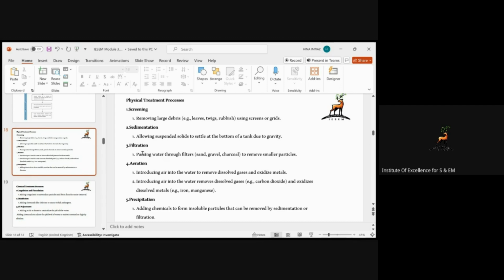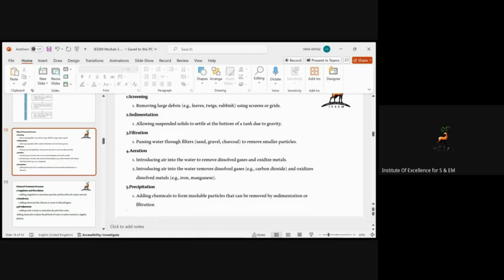The third step is filtration, which is basically passing the water through filters, like sand, gravel, and charcoal, to remove small particles. You can remove 80 to 100% of them. Even small particles can be removed with the help of filtration.